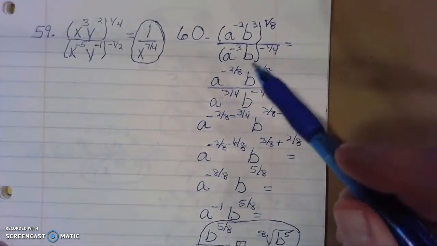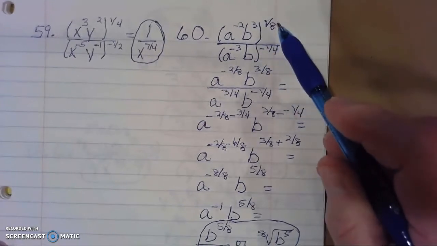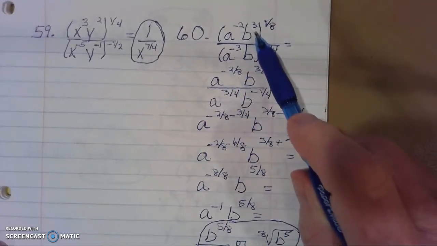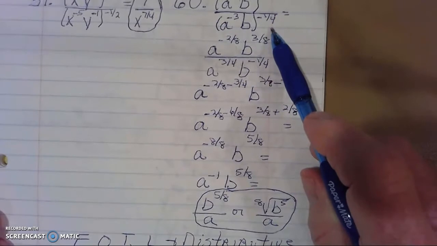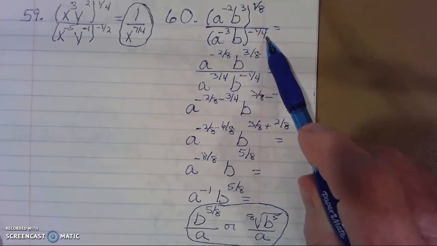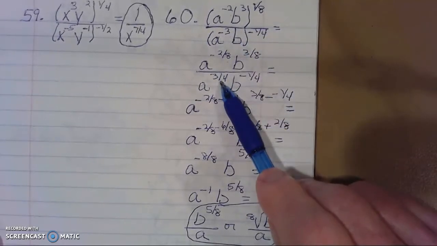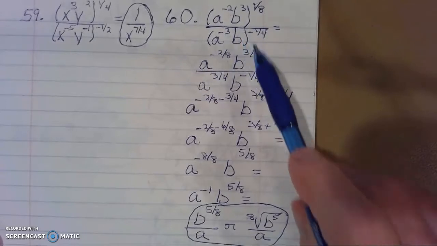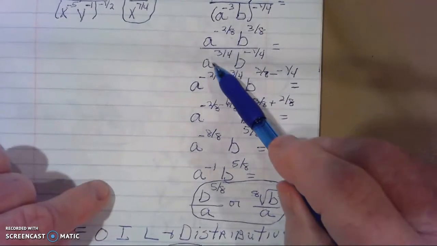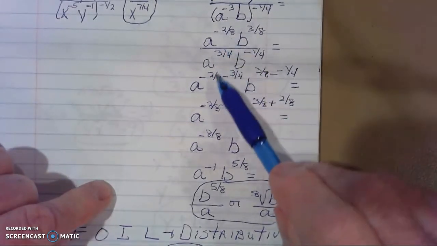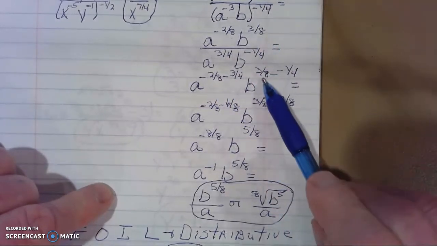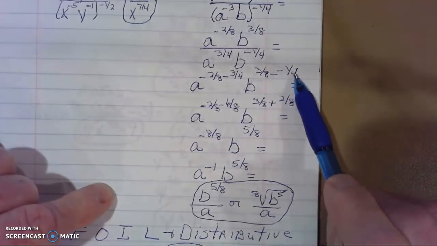60, a to the negative 2nd, b cubed to the 1/8. I take that 1/8 times the negative 2 is negative 2/8. 1/8 times 3, 3/8. In the denominator, I have a to the negative 3, b to the negative 1/4. So negative 1/4 times negative 3 is 3/4. Negative 1/4 times the 1 on the b is negative 1/4. Then I have a's on top and bottom, so I subtract exponents, negative 2/8 minus 3/4. B's on top and bottom, so I take 3/8 minus negative 1/4.